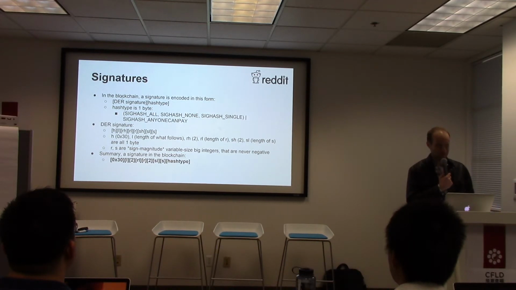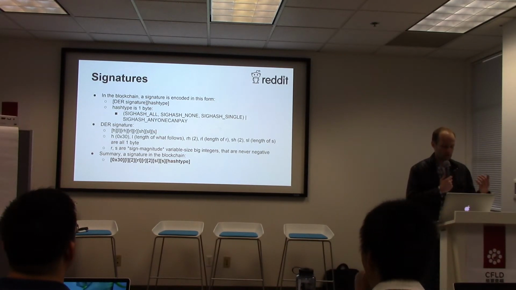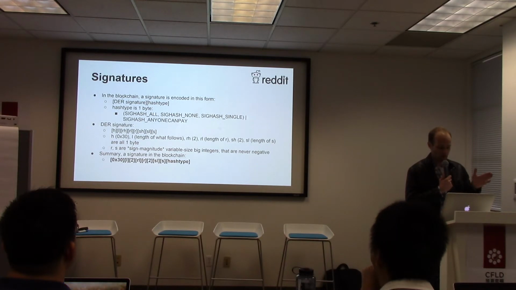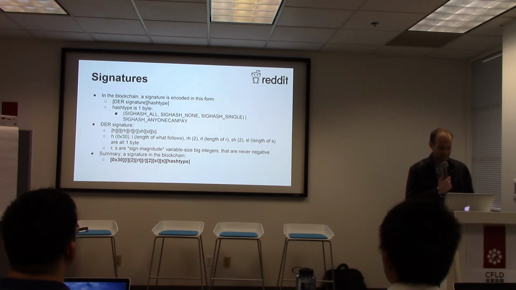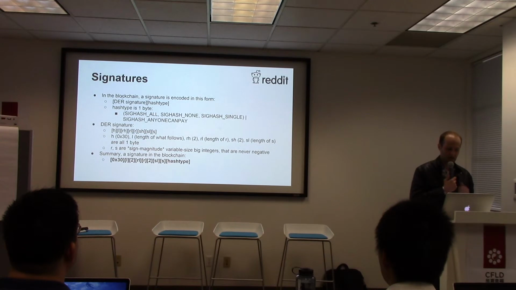And the DER signature looks like this. It starts with a hexadecimal 30, followed by the length of everything that follows, followed by the number 2, followed by the length of the R value, followed by R, which can be anywhere, hypothetically it could be 0 bytes, but usually it's going to be about 32 bytes. Followed by the number 2, followed by the length of the S value, followed by S, and then that's it. And then in the blockchain, it's also followed by the hash type.